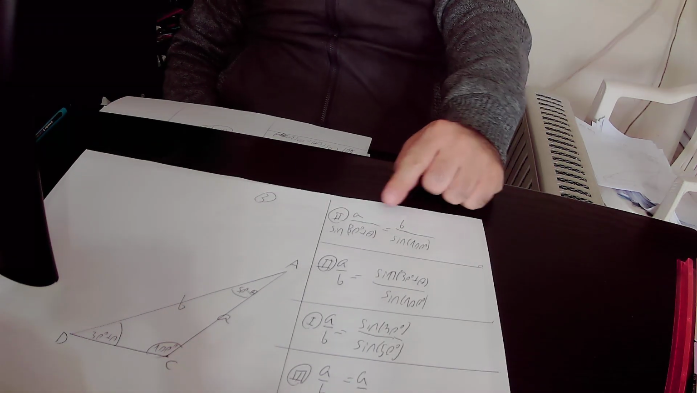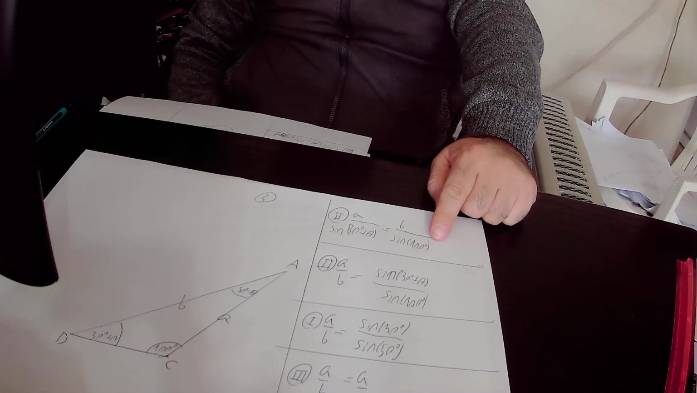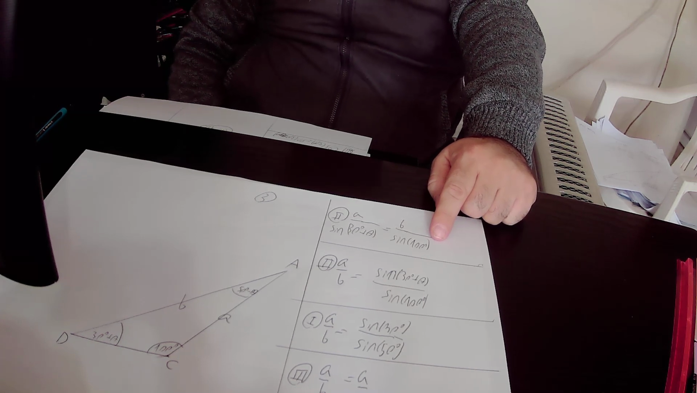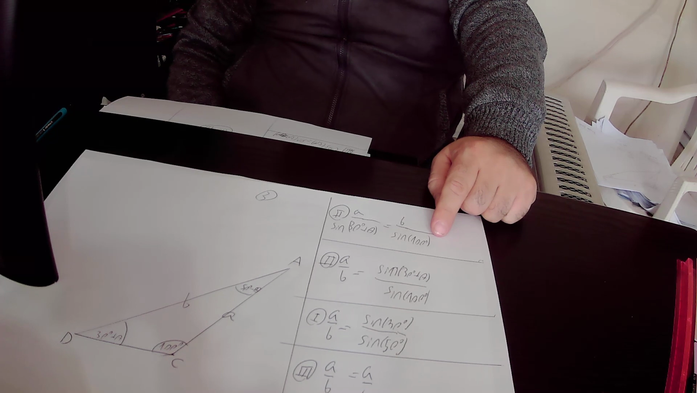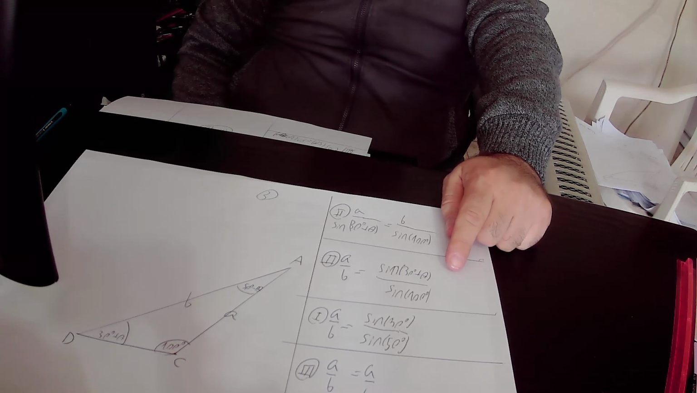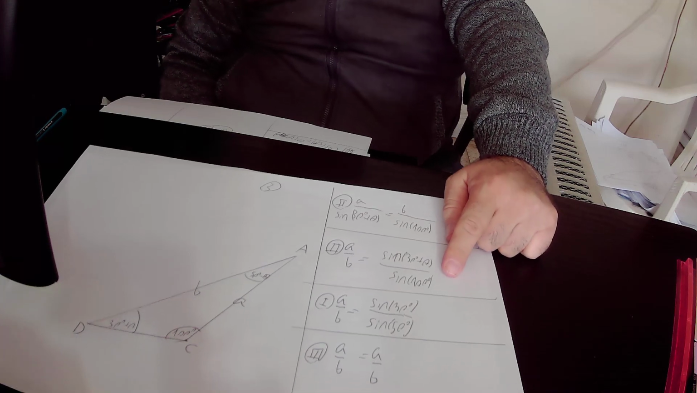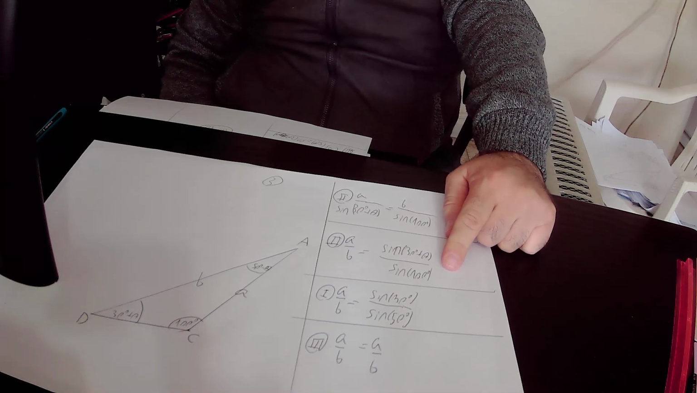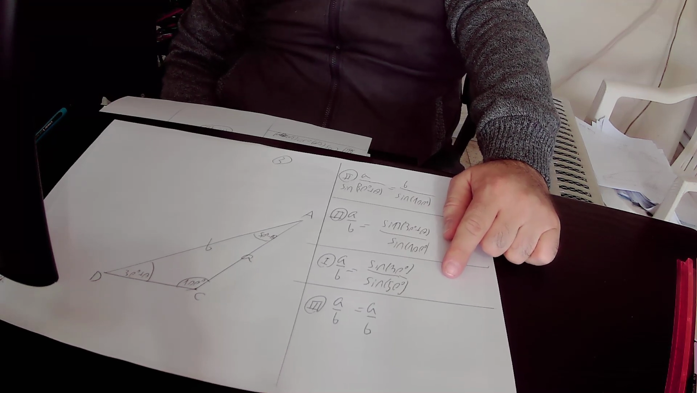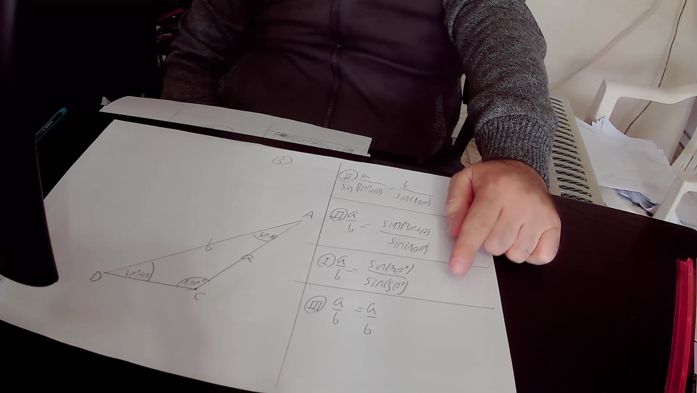A over sine 30 degrees plus theta equals B over sine 100 degrees. Here, we divided equation number 2 by B, and then we multiplied it by sine 30 degrees plus theta. And we got that A over B, according to equation number 2, equals sine 30 degrees plus theta over sine 100 degrees. But according to equation number 1, we have already found out that A over B equals sine 30 degrees over sine 50 degrees.